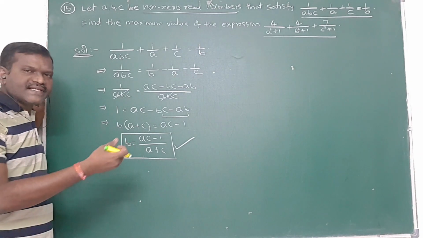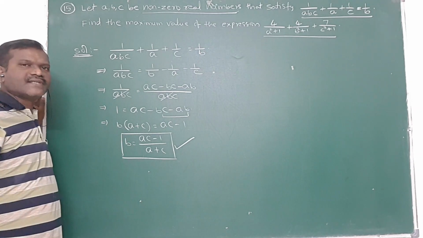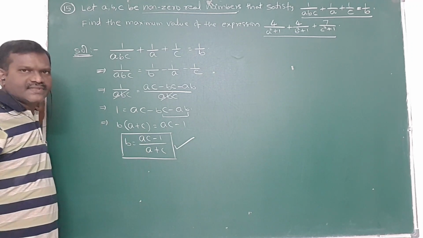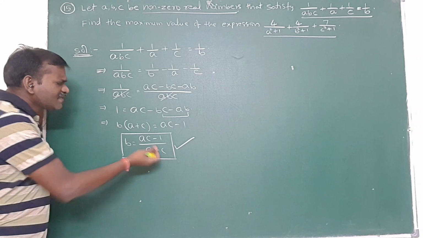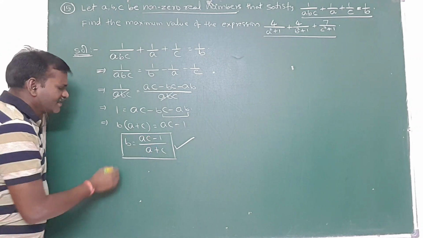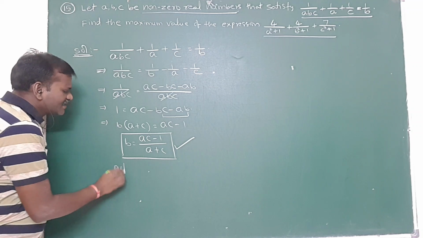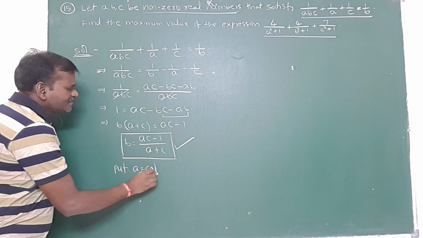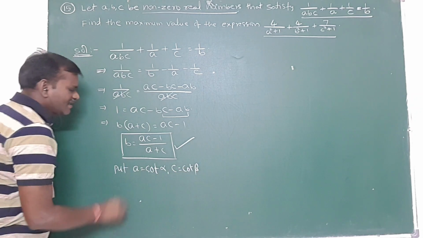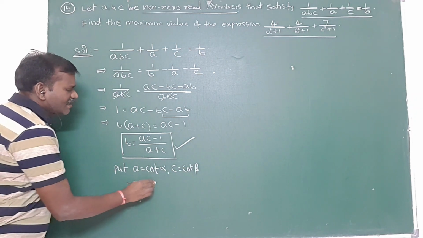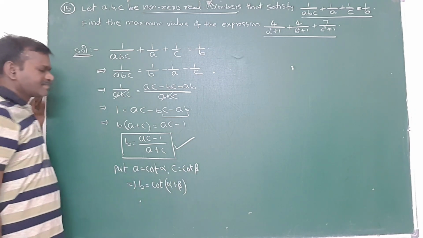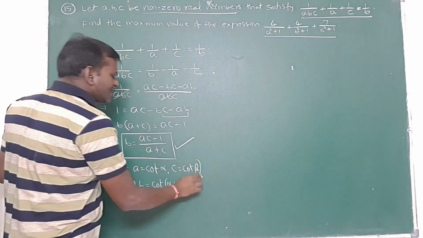Either logarithm substitution, if it simplifies for the logarithm substitution, or trigonometric substitution, or other substitutions, exponential or whatever. Here trigonometric substitution makes it simplified. So that's why put a is equal to cot alpha and c is equal to cot beta. I am substituting here, so that b is cot of alpha plus beta. So these three are the substitutions.